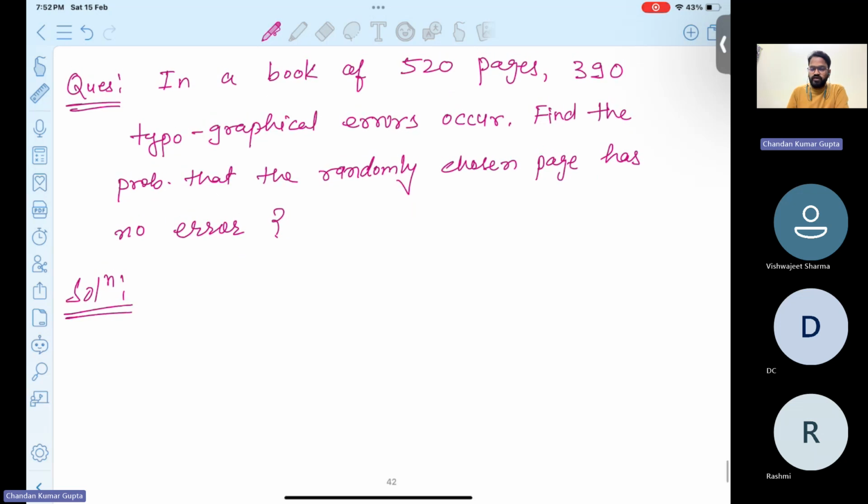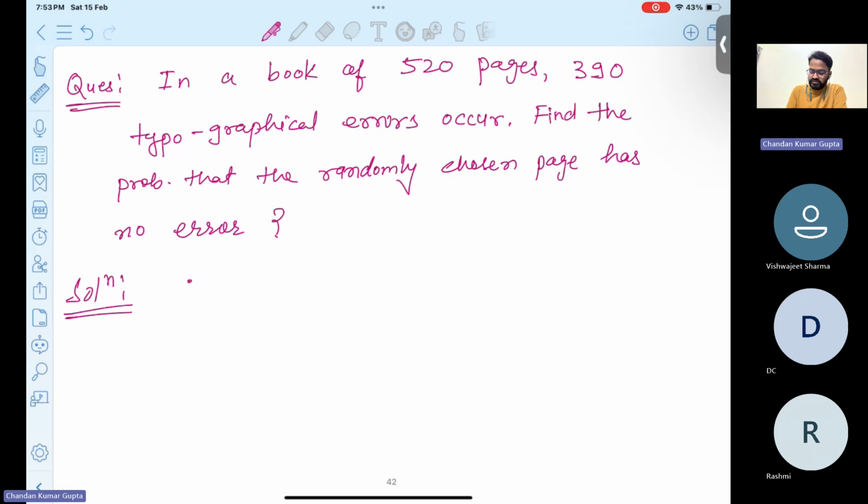Look, while discussing the Poisson distribution, I was telling you that when we are discussing the kind of probability which has very less probability of success, or we are given a rate kind of nature, then we use the Poisson distribution. Here it is given that in a book of 520 pages, 390 typographical errors occur. Okay, so a kind of rate is given here, but we need to calculate that rate first.